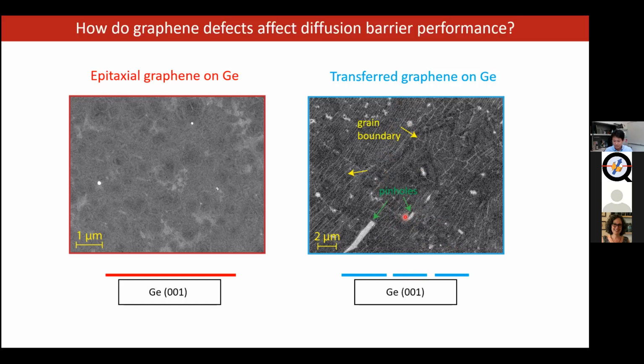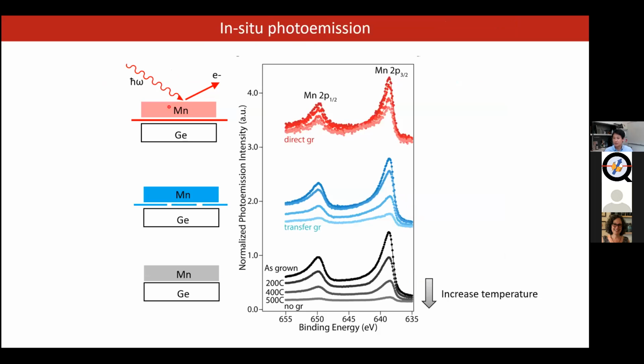So to test this, what we did was we grew this transition metal manganese on top of these different preparations of graphene. So we grew manganese on our cleanest version of graphene, where we have this graphene that's directly grown on the germanium substrate. We grew manganese on top of the transferred version, where there's some concentration of pinholes, and then we'll compare it against the control of manganese grown directly on the substrate, no graphene at all.